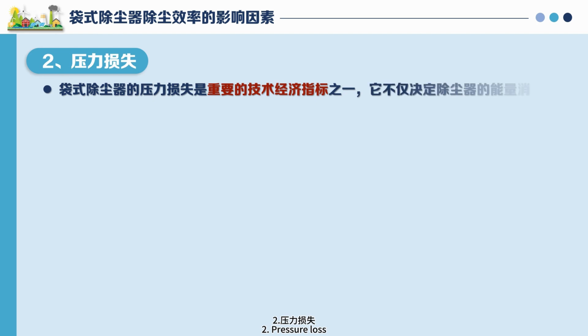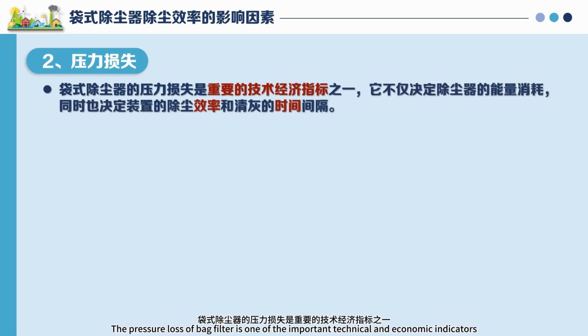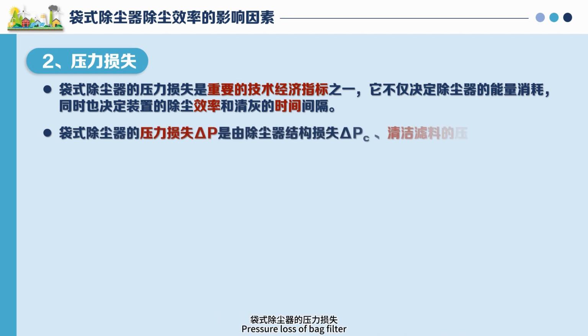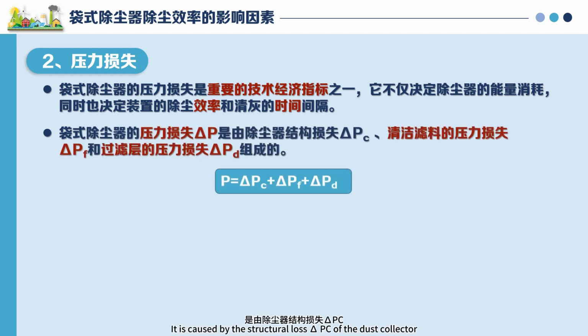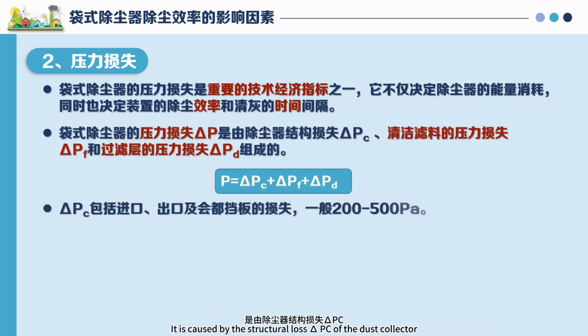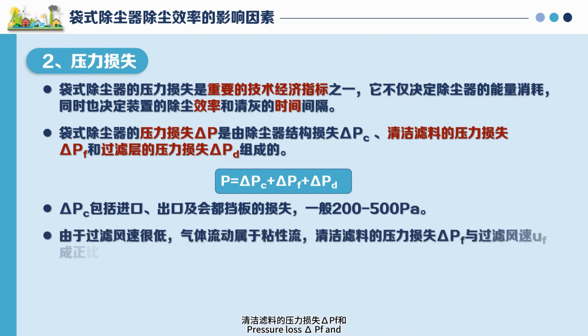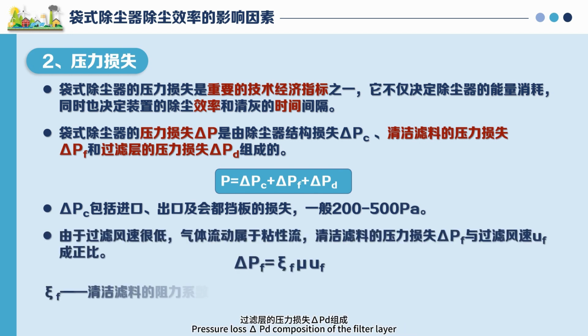2. Pressure loss. The pressure loss of a bag filter is one of the important technical and economic indicators. It not only determines the energy consumption of the dust collector, it also determines the dust removal efficiency of the device and the time interval for dust removal. The pressure loss of a bag filter is caused by the structural loss ΔPc of the dust collector, the pressure loss ΔPf, and the pressure loss ΔP decomposition of the filter layer.